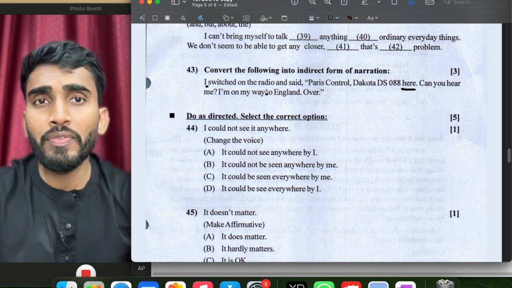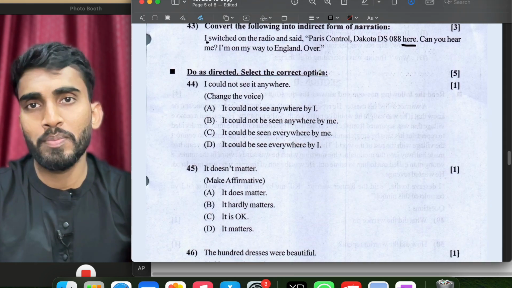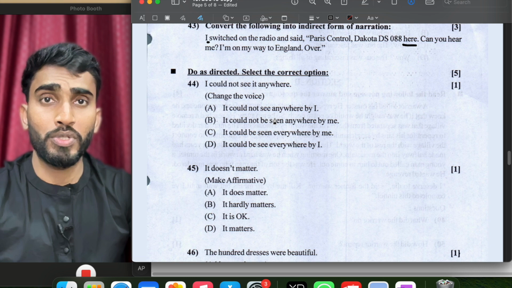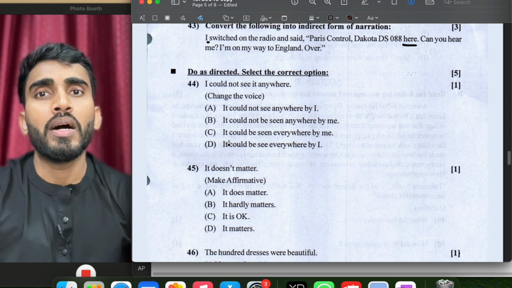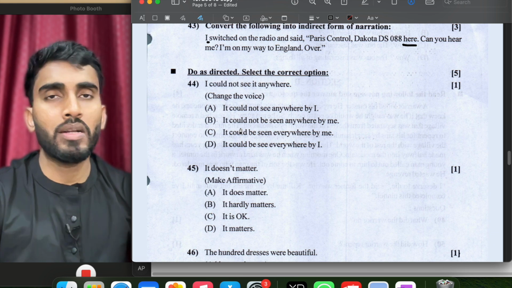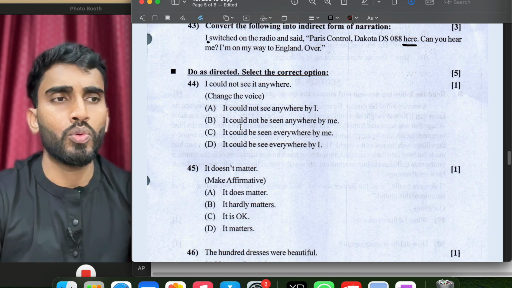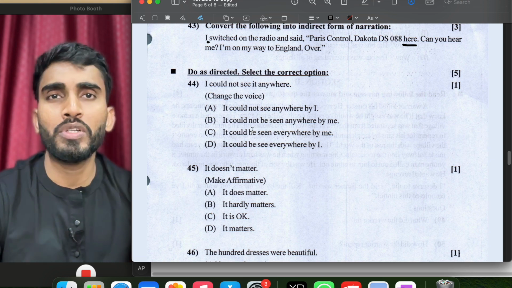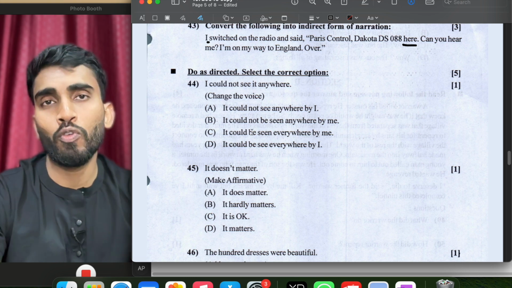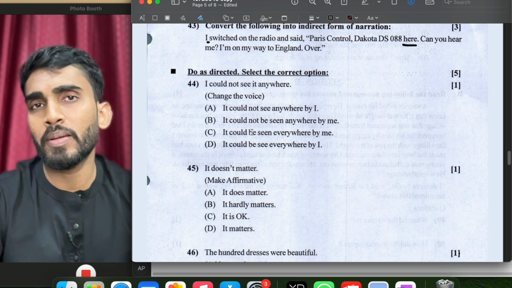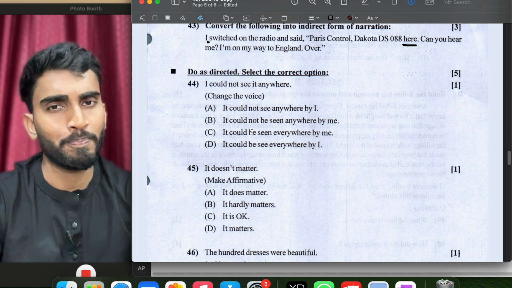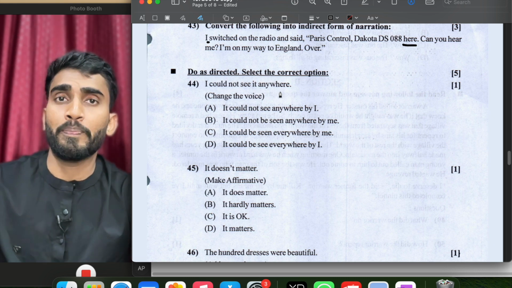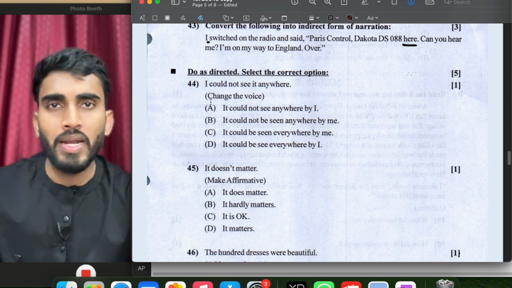After converting the direct speech into indirect speech, the next 5 questions are going to be do as directed, and you have to select the correct option from option A, B, C, and D. Look, here also there are rules which you must know a little bit to first of all cancel out two options. Two options, as I have noticed, are very simple to eliminate from the 4 options. You have to struggle a little bit to select the answer from the remaining 2 options. So here you can see, I could not see it anywhere. We have to change the voice. There are two types of voice.